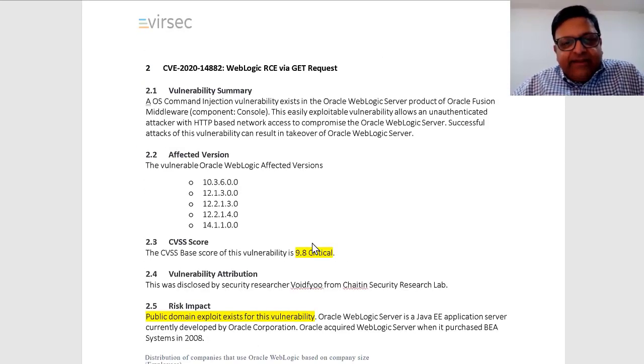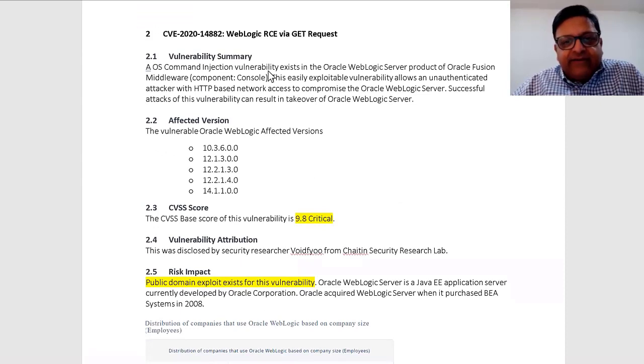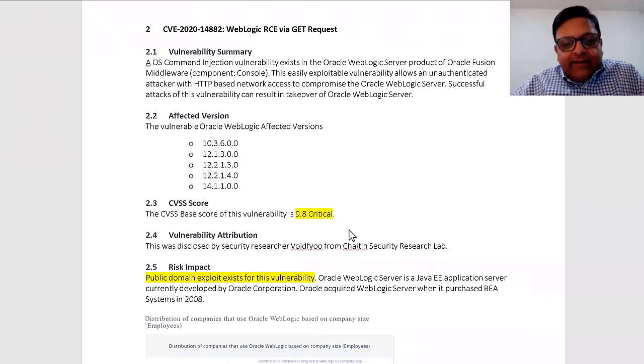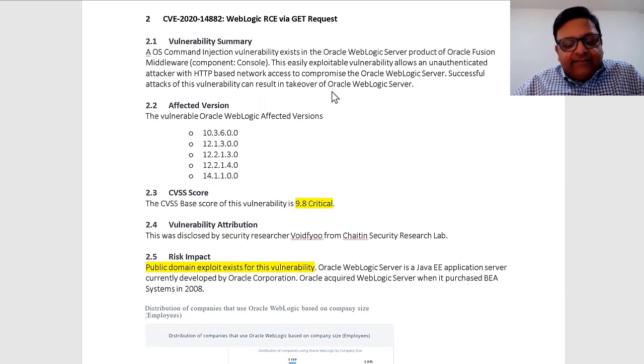The first one that I picked out is the WebLogic RCE, the remote code execution issue using a GET request. As you can see, the criticality of this is very high. It's got a score of 9.8, and there's a public domain exploit available. It is really an OS command injection vulnerability that can very easily be exploited, as you can see in the public exploit out here.